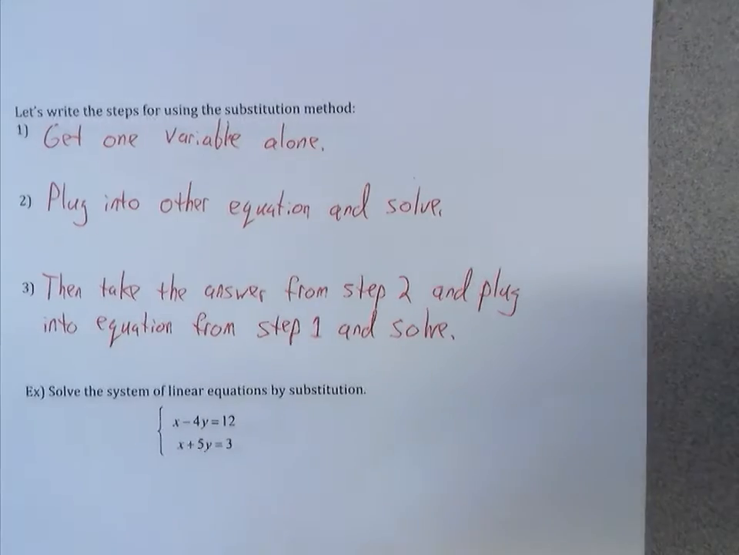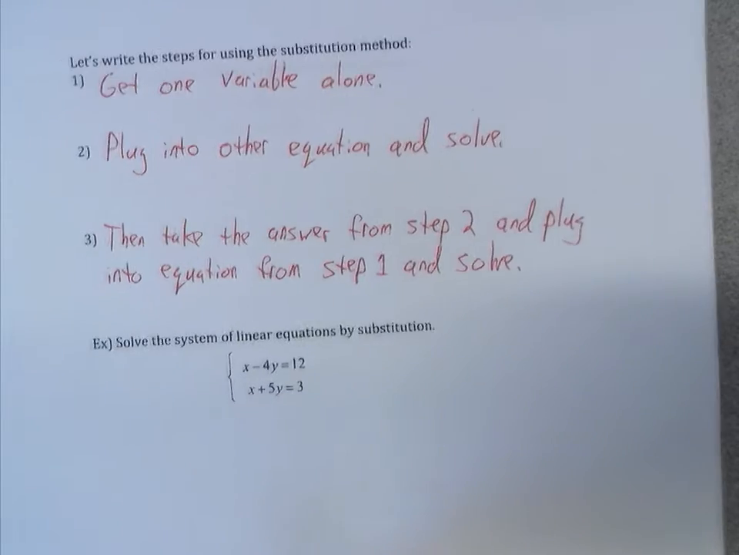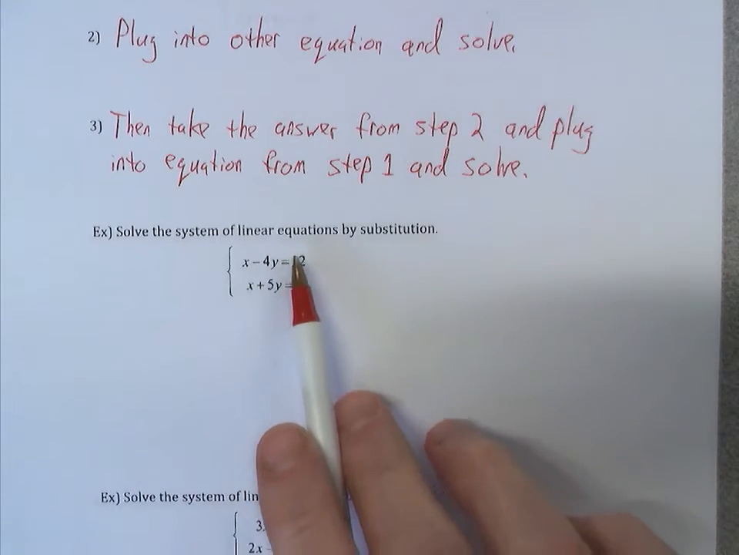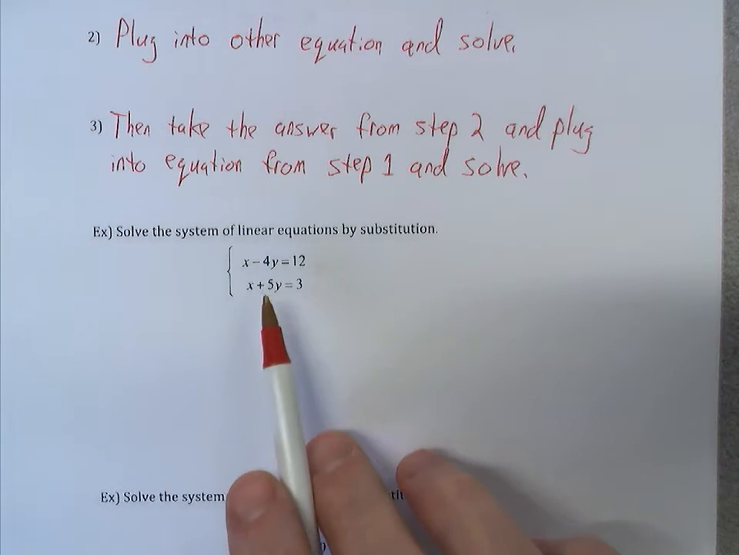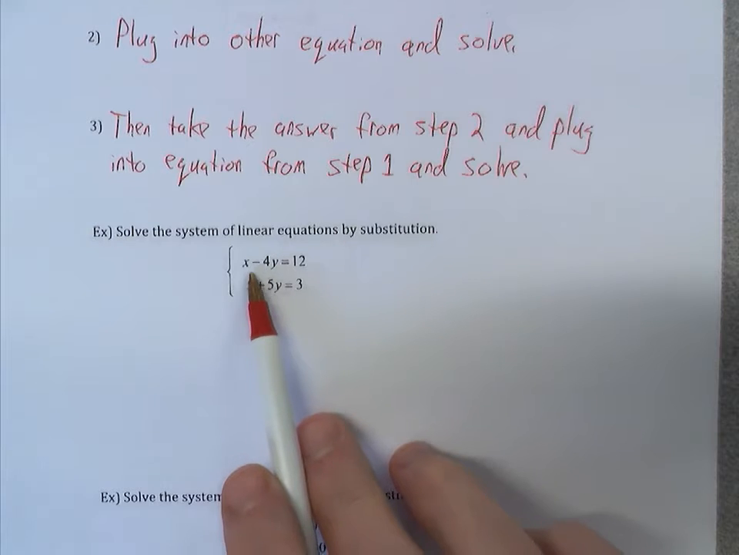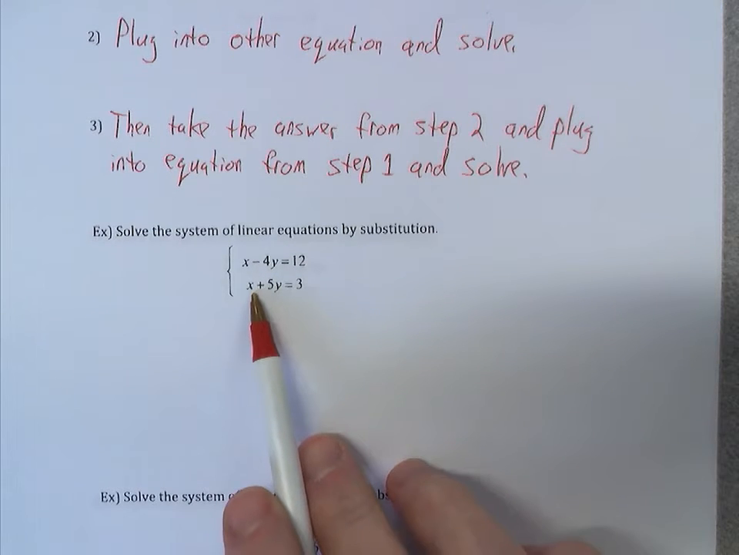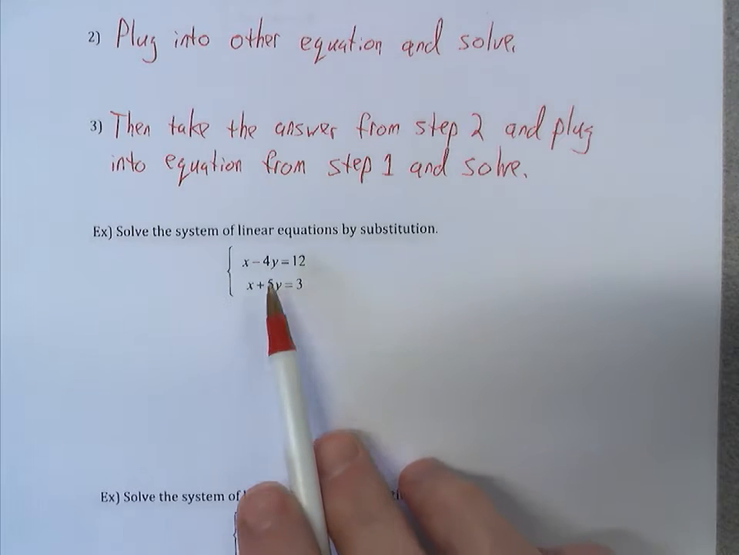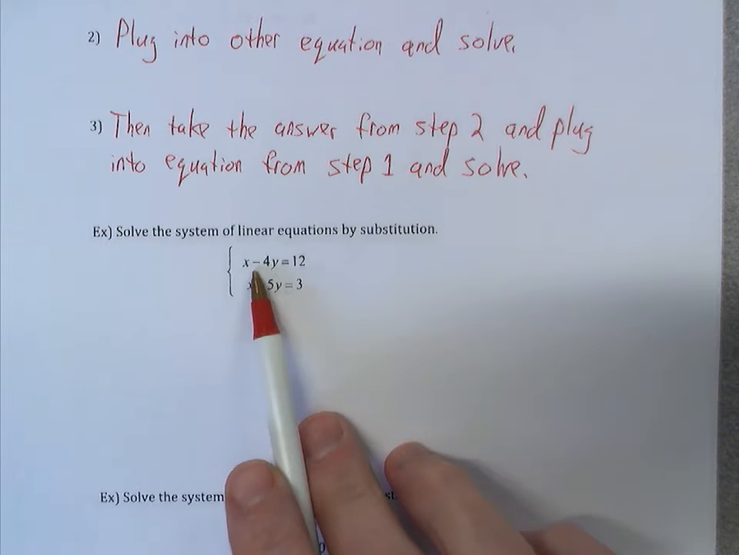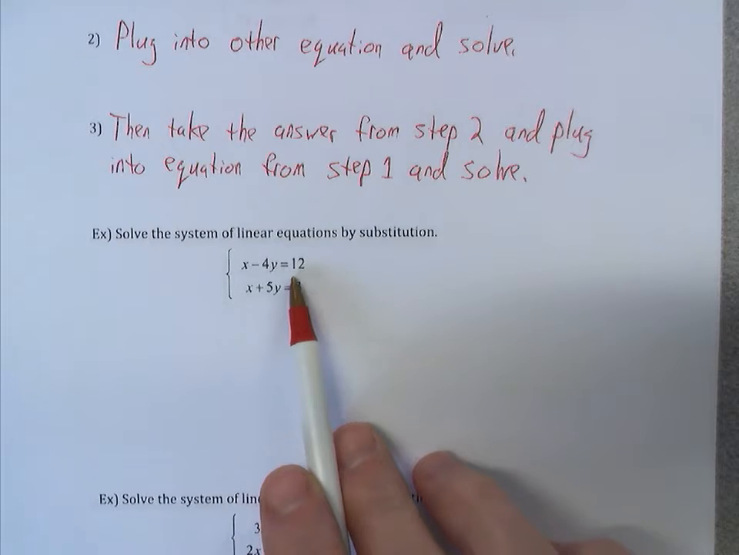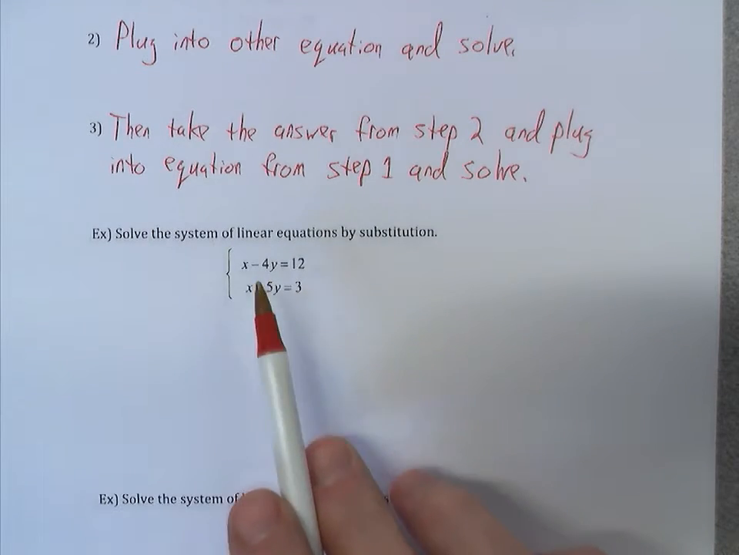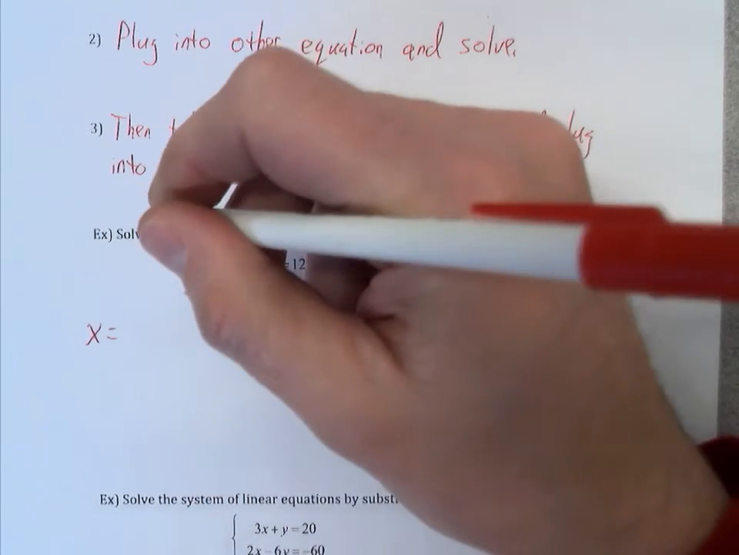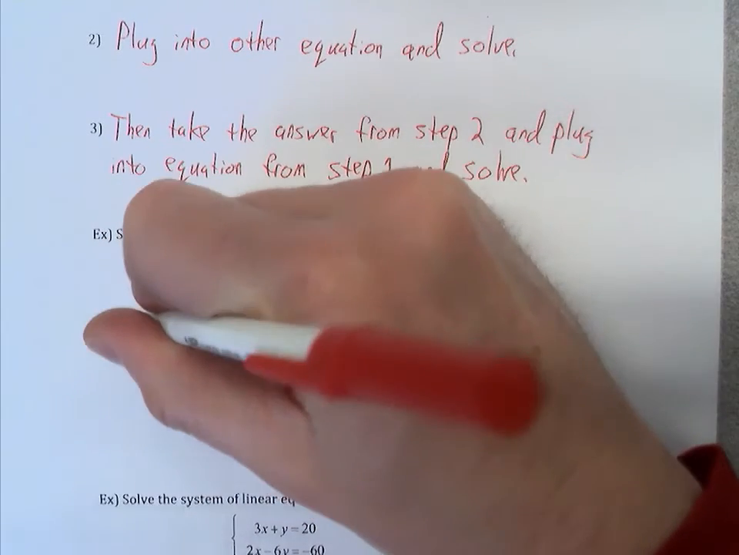All right, so let's see how this works in practice. So it says here, solve the system of linear equations by substitution. So we have our two equations, x minus 4y equals 12, x plus 5y equals 3. I'm going to take one of these equations. I'm going to take this top one, x minus 4y equals 12, and I'm going to rearrange it in terms of x. So we would have x is equal to 4y plus 12.